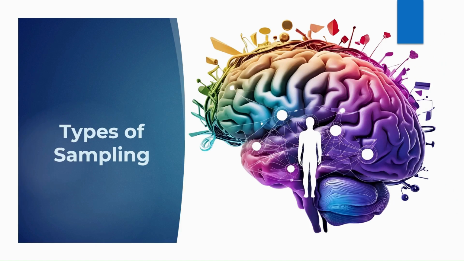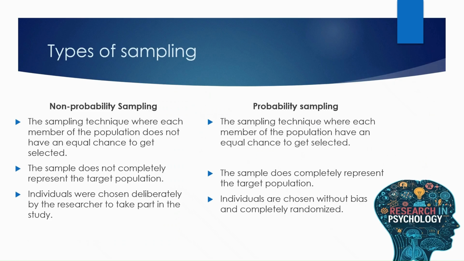Let's look at types of sampling now. So we have two main types of sampling techniques. First is non-probability sampling and the second is probability sampling. Now we'll be studying in detail about this in our next unit, which would be the next video. But here, just for the sake of introduction, I'm going to differentiate between non-probability sampling and probability sampling.